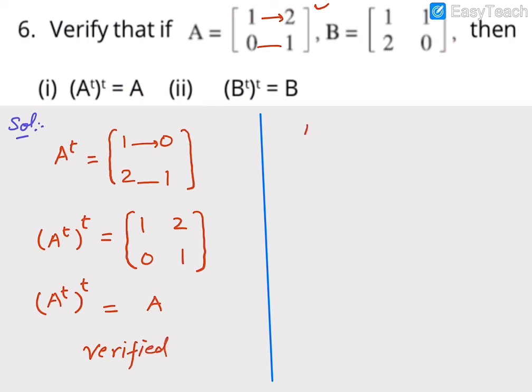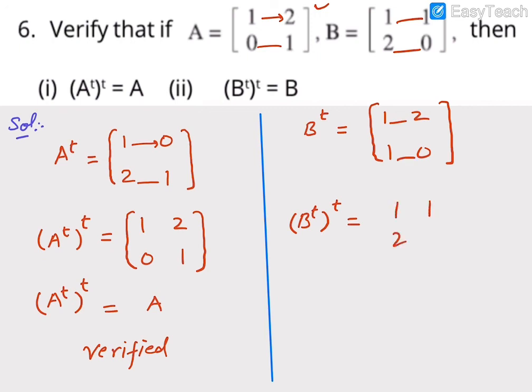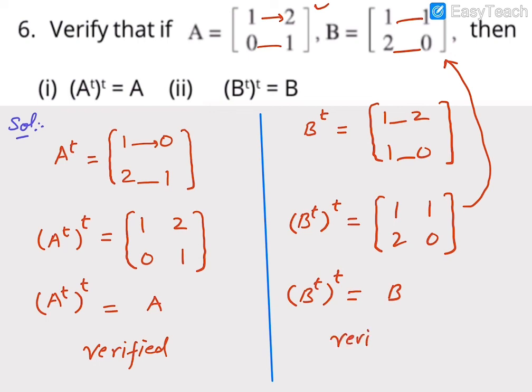Similarly, take the transpose of B, which will be B transpose. So this row change into column 1 1, this row change into column 2 0. Again take one more transpose of B transpose. So this row change into column, this row change into column 1 0. You can say this one is same as B. So the transpose of B transpose is B. So we have verified this one also.